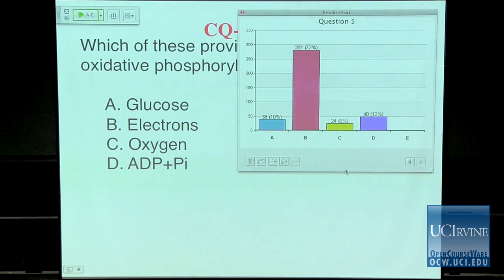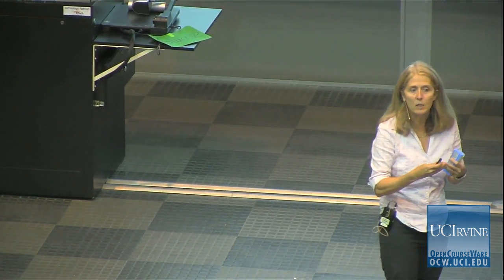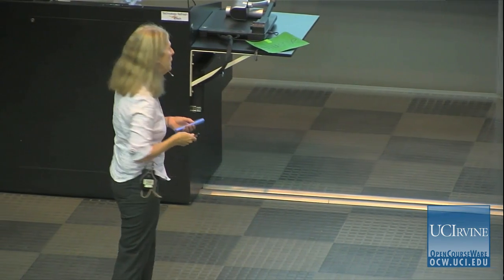And you actually did pretty well on this one in the first one, but a few more people now know it. 72% of the people are correct. Electrons is the correct answer. So now, those electrons in the example we just did came from glucose, right? But glucose didn't actually go into oxidative phosphorylation. And could we have gotten electrons from other places? Right? Lipids and proteins, right? And so electrons is the correct answer because electrons could come from any of the fuel sources, but electrons are what power the electron transport chain.